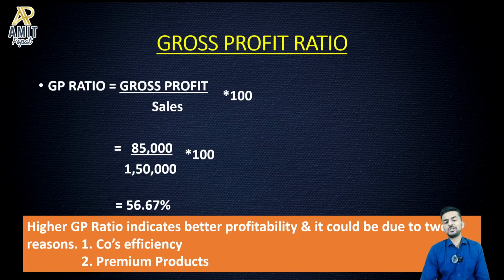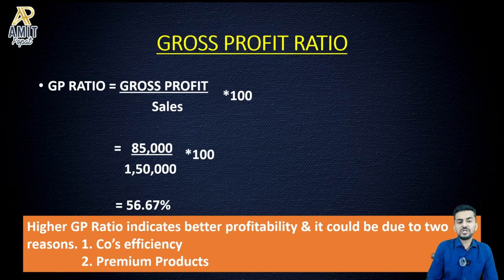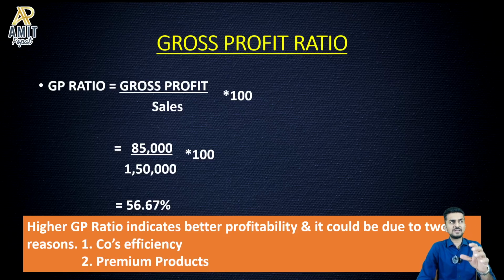And a higher GP ratio indicates better profitability. Of course, if a company has got a 56.67% GP, that means the company is able to generate 56% profit from its sales on a gross basis. On a gross basis means sales only minus the cost of goods sold. There are many more expenses which are yet to be subtracted, like, as you know, in this particular example, salaries, office rent, depreciation, electricity bills, and so on and so forth.